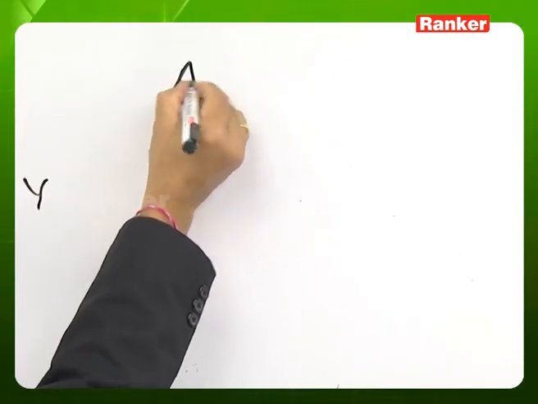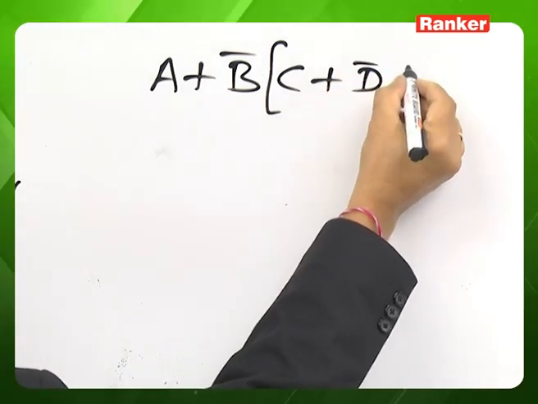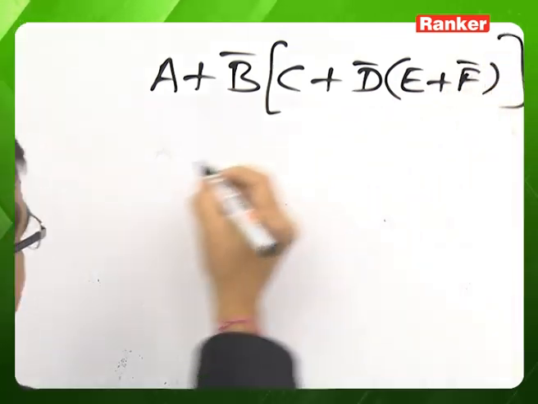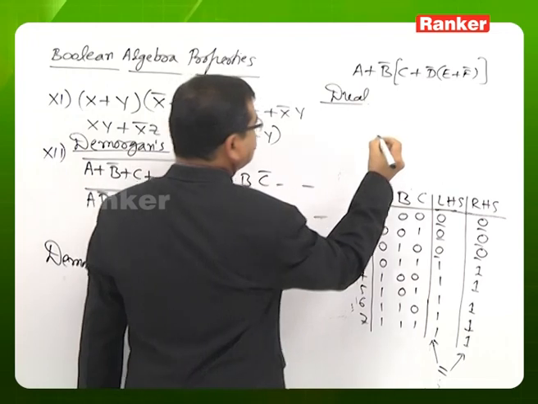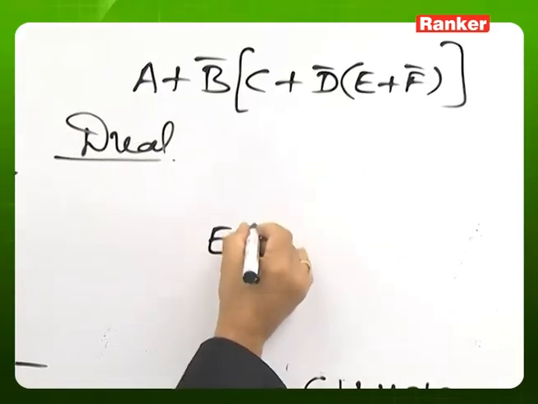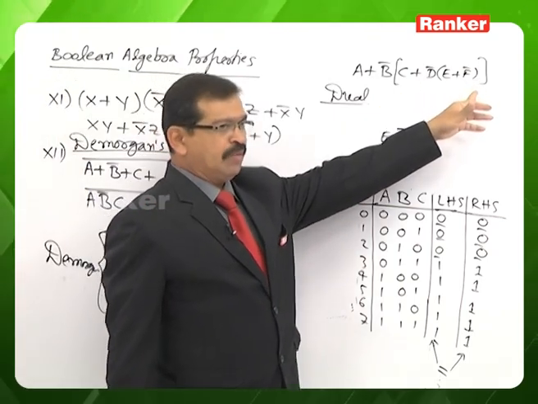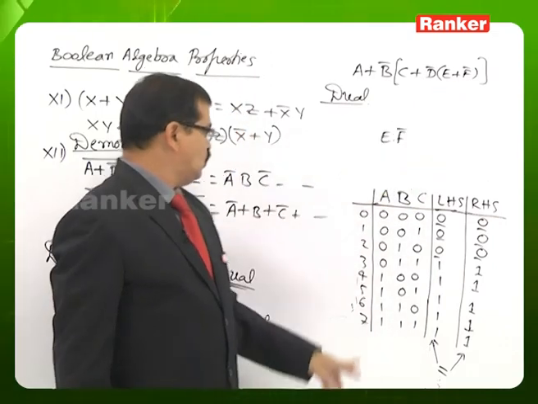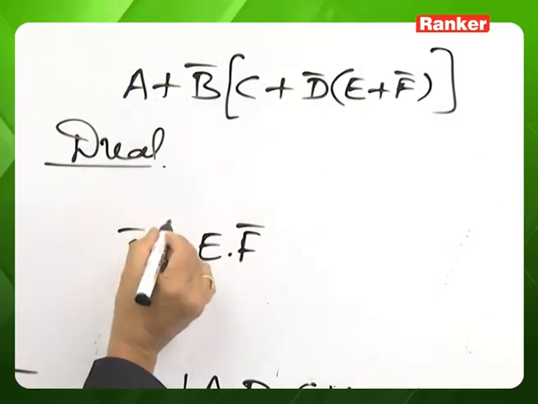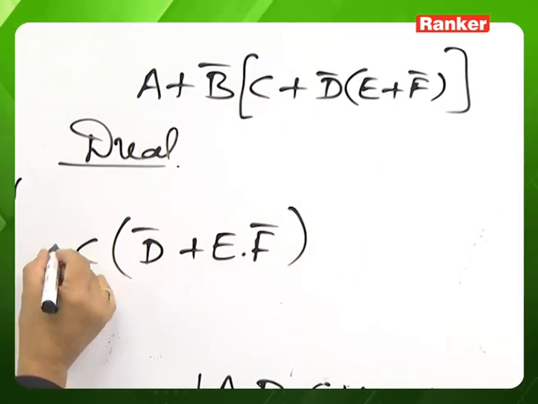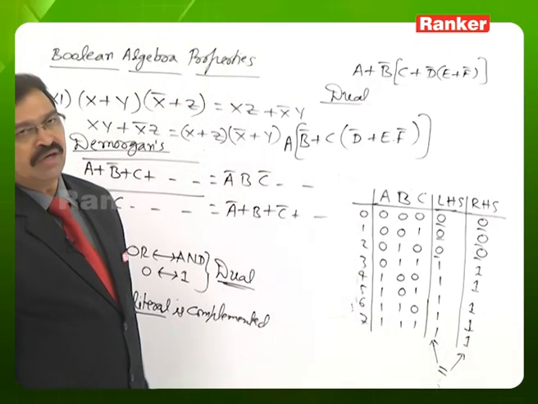Suppose we want to find the dual result and De Morgan's result of this Boolean expression. The dual result of this Boolean expression we look at as E and F complement. As we said, literals are not affected in the dual operation, so E without complement and F with a complement are not affected, but the OR and AND must be interchanged. This OR becomes AND, later this AND becomes OR, this OR becomes AND, this AND becomes OR. Finally, this OR becomes AND. So this is the dual result of this Boolean expression.